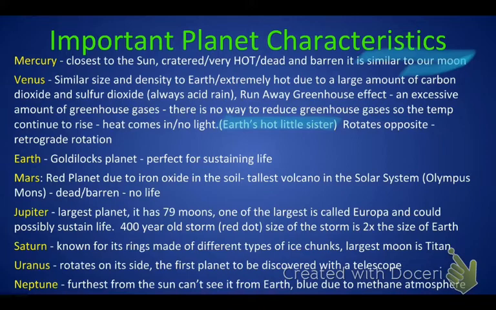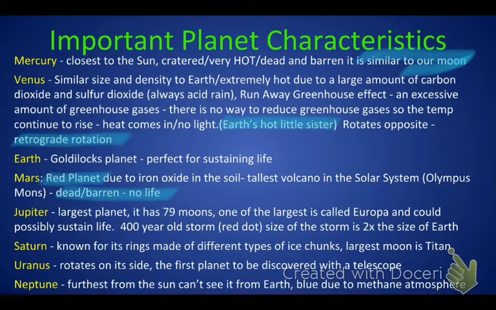And the other thing that you need to know about Venus is that it rotates the opposite way. So it rotates clockwise while all of the other planets rotate counterclockwise. Earth is called the Goldilocks planet because it's perfect for sustaining life. And then we get to Mars. Mars is our red planet. There's a lot of iron oxide in the soil. It also has the tallest volcano and mountains in our solar system. Again, it is dead and barren and there is no life on Mars.